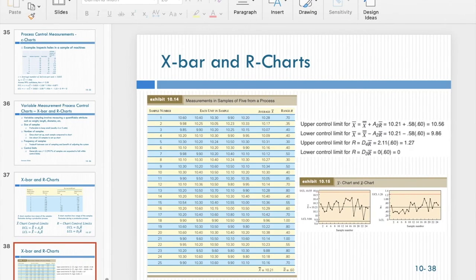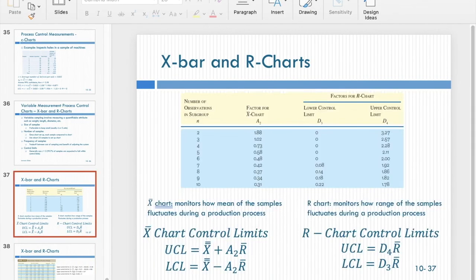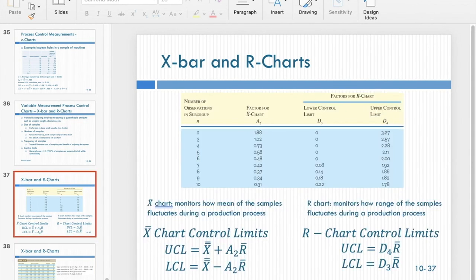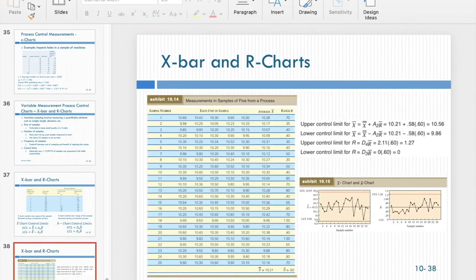You see here for 5 units it is 0.58 for A2. That's why here is 0.58. And here for D3 it's 0, and D4 is 2.11. That's why here D3 is 0 and D4 is 2.11. And based on all the numbers, you can calculate everything you want.